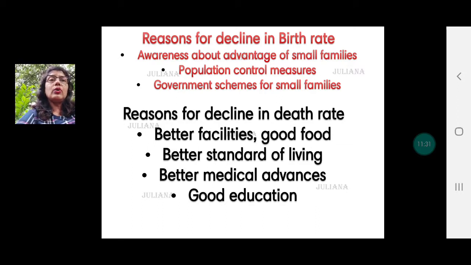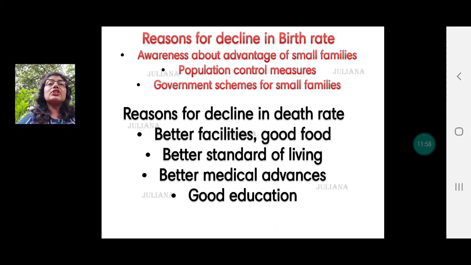You can look at your own situation. Either you are the only child, or maybe you have 1 more sibling, but your parents will have 3 to 4 brothers and sisters, right? So that's the reason why this awareness created a big difference in people's minds, and that helped in decreasing the population growth rate.